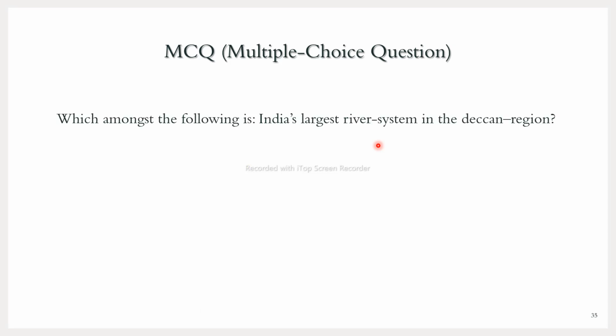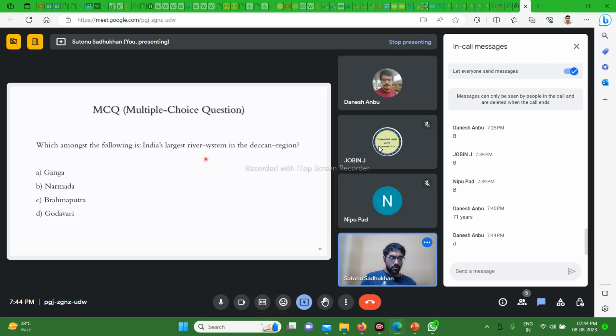Which amongst the following is India's largest river system in the Deccan region? Option A is Ganga, option B is Narmada, option C is Brahmaputra, option D is Godavari. So I'll wait for again 1 minute for you to answer. Okay, Nipu is telling option A, Ganga, the largest river. Okay, I'll wait for 1 minute.